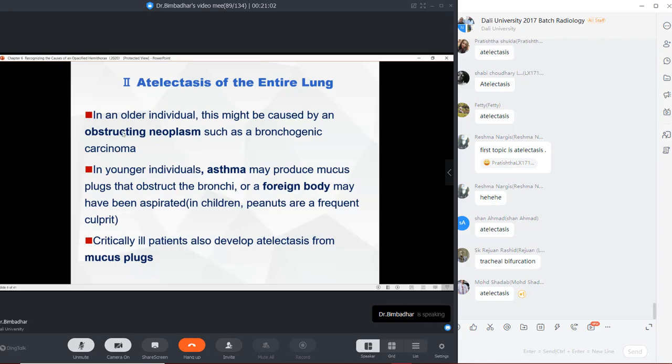And in an older individual, in an old age patient, generally it might be happening because of a condition called bronchogenic carcinoma, an obstructing neoplasm. An obstructing neoplasm inside the lung will eventually compress the bronchus, and no air can enter further. So bronchogenic carcinoma happens in older individuals. Asthma mucoid impaction will happen in children. When it comes to infants, the most common cause is a foreign body. Okay, it is actually happening because of a foreign body.